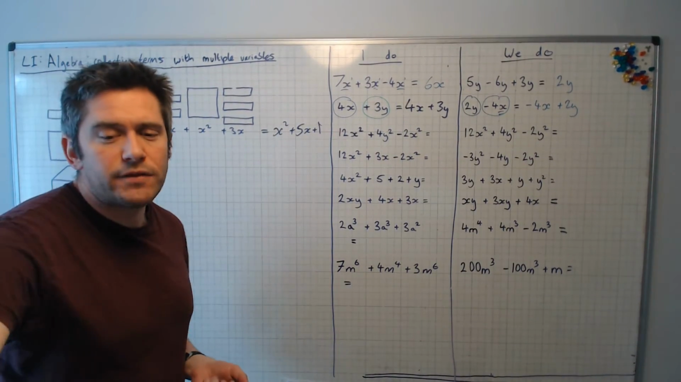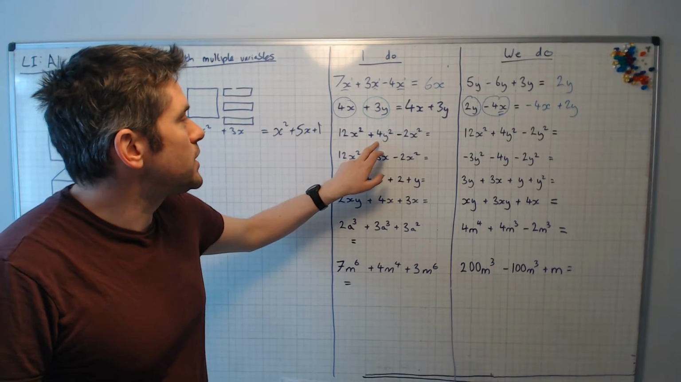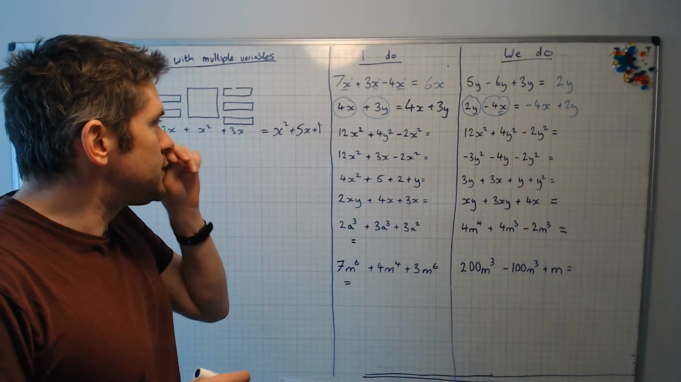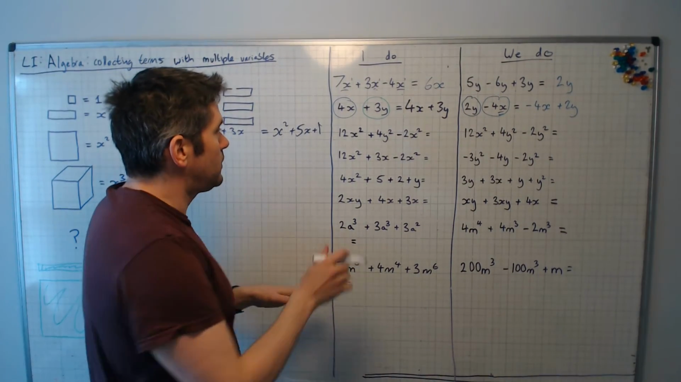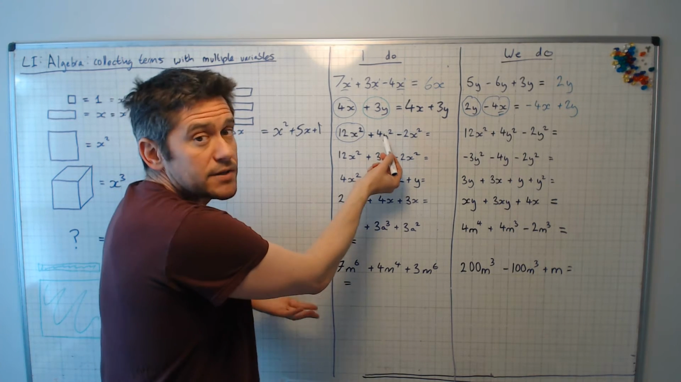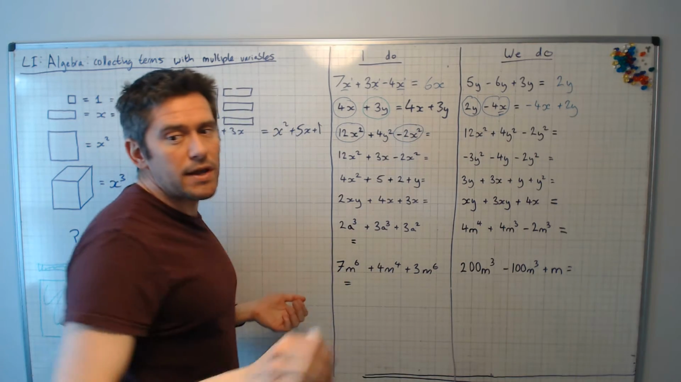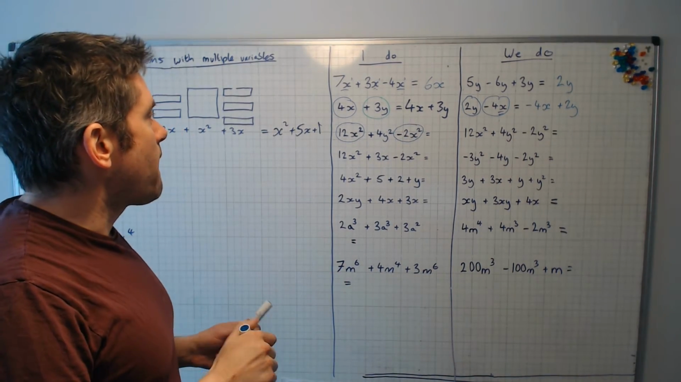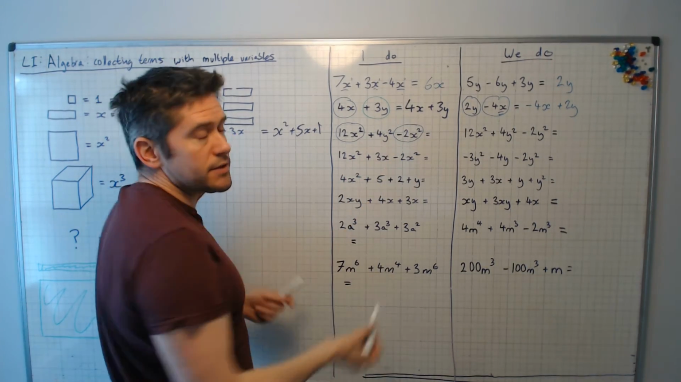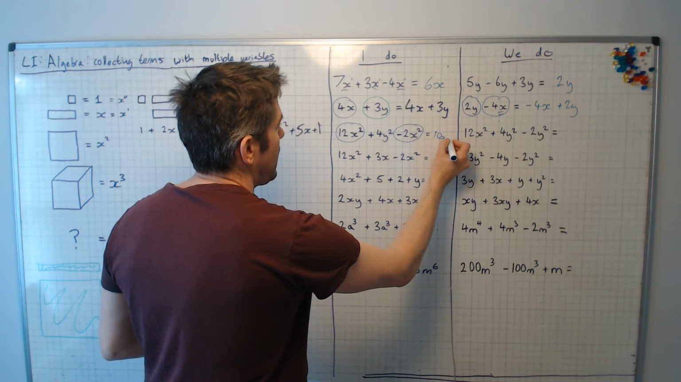Right, so now we have some higher powers of these variables. So we've got 12x squared plus 4y minus 2x squared. So what we're going to do is look for terms that are the same as each other. So here we've got some x squareds. This isn't x squareds, this is y squareds. But here we have some other x squareds. So I've put those in bubbles and I'm going to add those to each other. So we've got 12x squared minus 2x squared. So in total we have 10 x squareds.